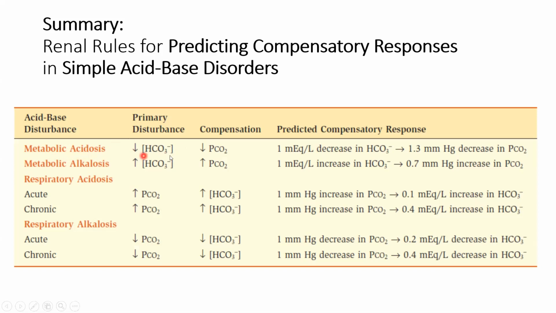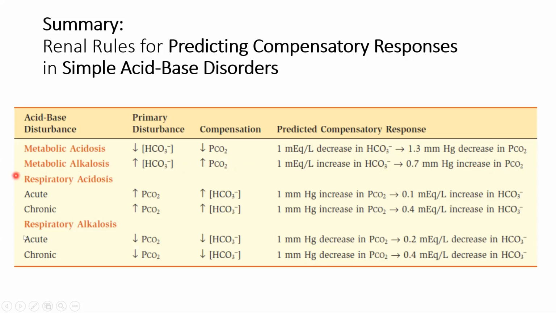So the primary disturbance is again bicarbonate. It's decreased. Compensation should be by decreasing PCO2, i.e. exhaling more, and the predicted compensatory response, i.e. the quantification, is nice. A 1 milliequivalent per liter decrease of bicarb needs to be translated into a 1.3 mmHg decrease in PCO2. So this is a nice way of remembering this: 1 unit of bicarb, 1.3 units of PCO2. Similarly, in alkalosis, we've done this: one unit of bicarb, 0.7 increase in PCO2.